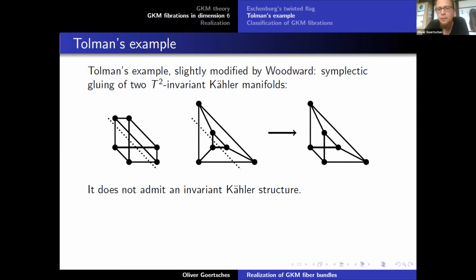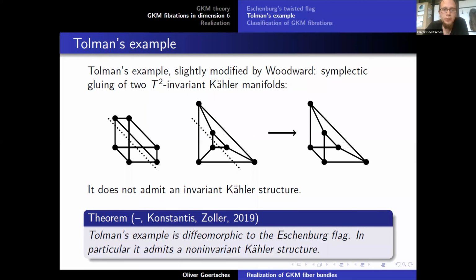One motivation to think about this problem was also that she posed as an open question in her paper whether this manifold she constructed in this way does admit any Kähler structure at all. On the other hand, the Eschenburg flag does admit one because we constructed it as the projectivization of some vector bundle. And yeah, so this is contained in our second paper.